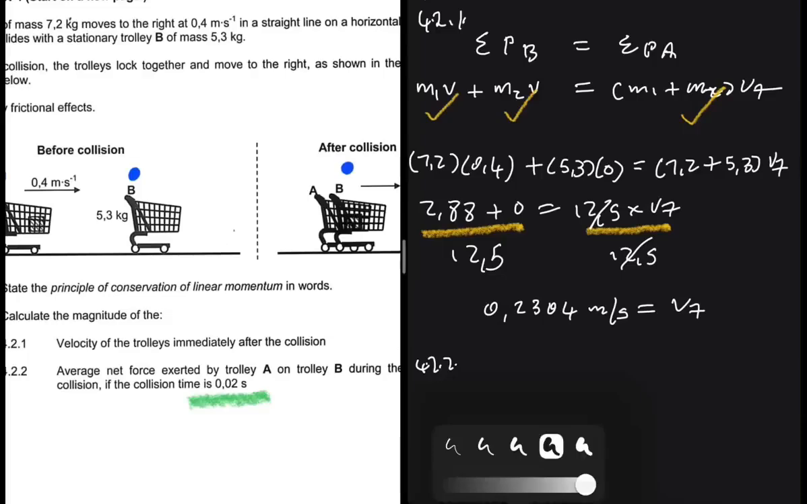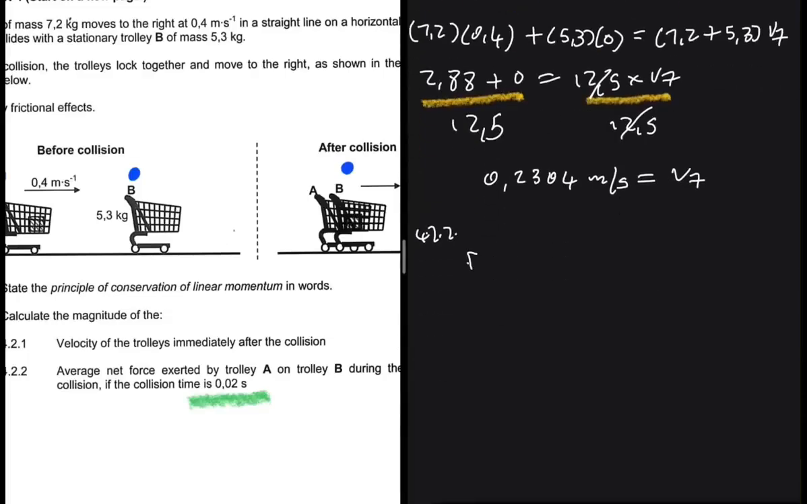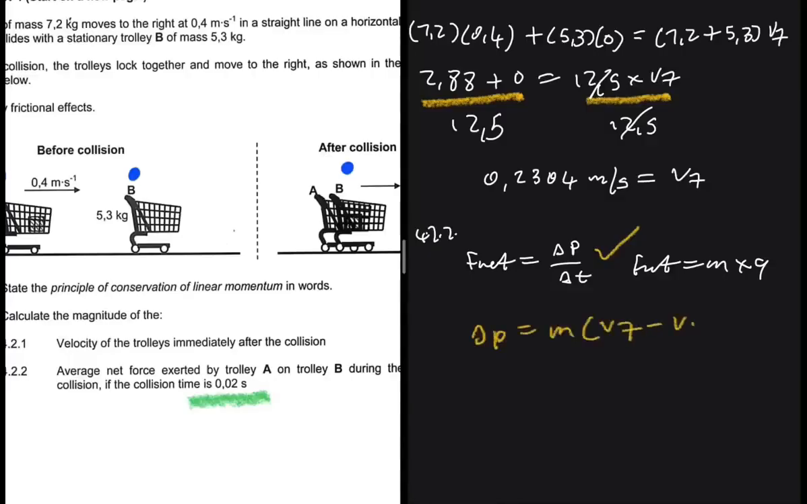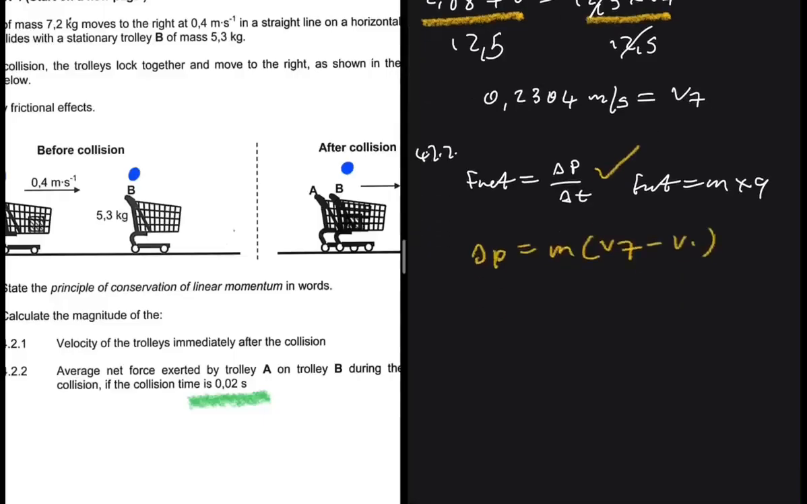So there are two ways of doing this one. You can say that F net is equal to the change in momentum divided by the change in time, or you can say that F net is equal to the mass multiplied by acceleration. They're both going to work, but let's just use the first one, right? If we use this first one, we know that the change in momentum is equal to the mass multiplied by Vf minus Vi, right? We're on the same page now.